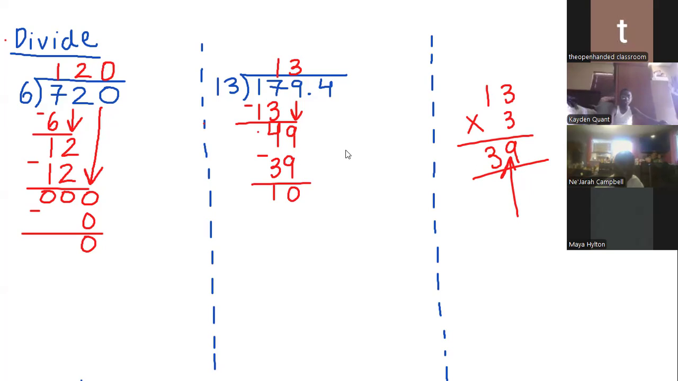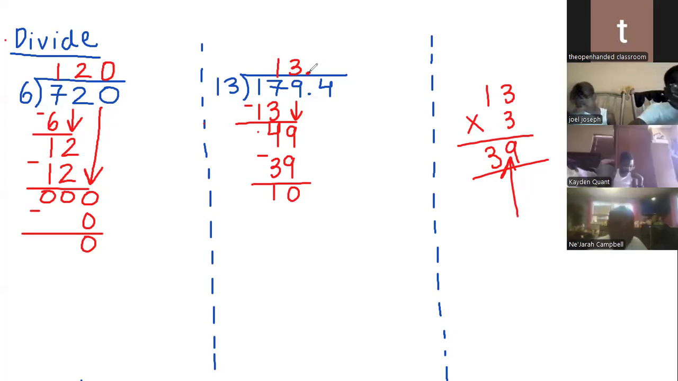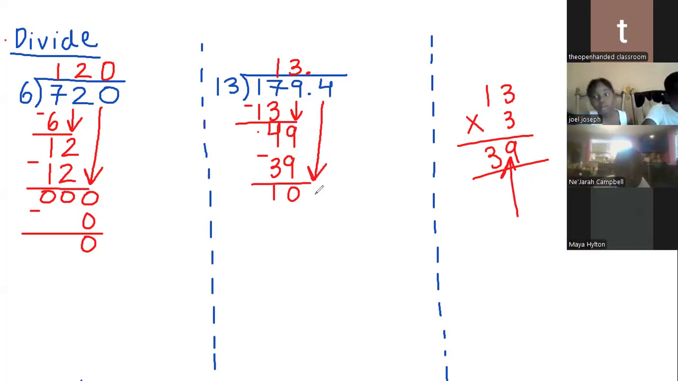Bring down the 4. No, sometimes you're supposed to bring down the decimal. Put the decimal point up first. Then after that, we do what? Bring down the 4. Very good. How many times does 13 go into 104?